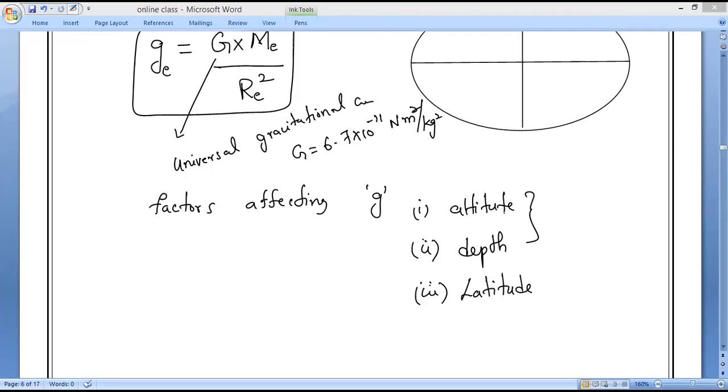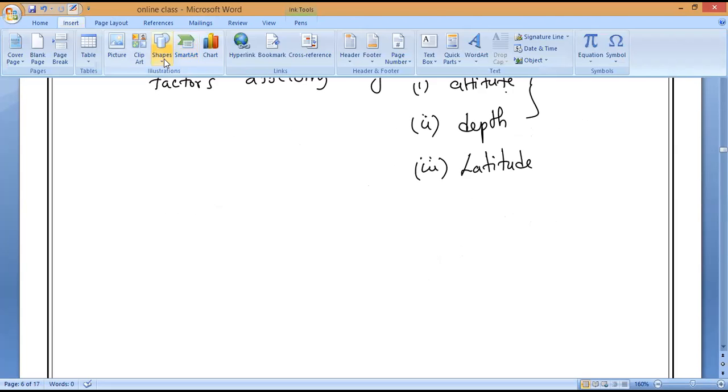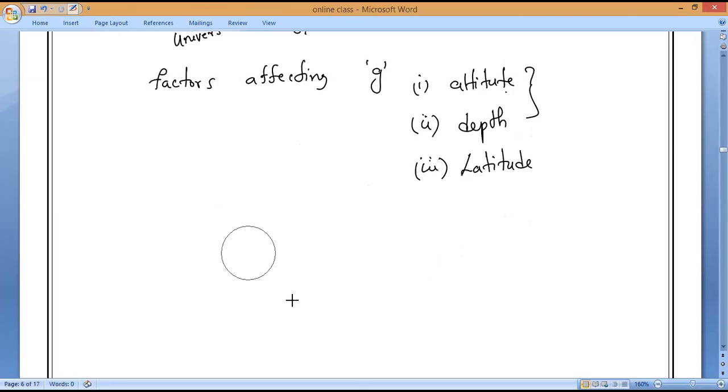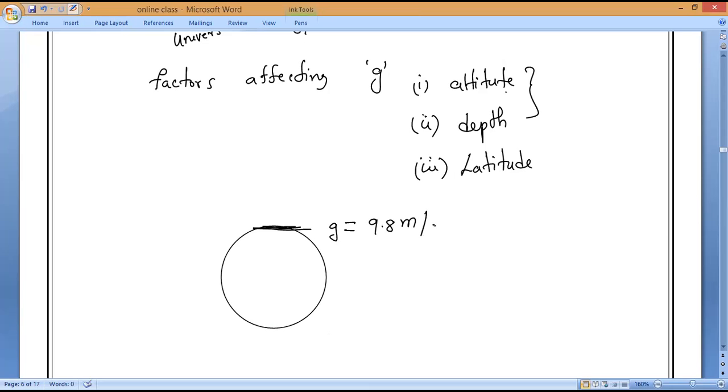So coming to the altitude. Now, as we know, Earth is considered a spherical object or some kind of oval shape. Earth looks like a spherical shape, so we'll consider it spherical, but it is not perfectly spherical. Now, at the surface, what is the G value? G is equal to 9.8 meter per second square at the surface.